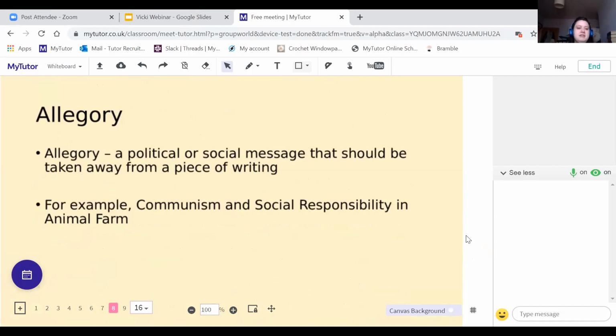Allegory, so a political or social message that we should be taking away from a piece of writing. You'll see these throughout most of your set texts. For example, I've put Animal Farm, communism there, and social responsibility. We see social responsibility and the idea that wealth should be distributed in A Christmas Carol as well. Social responsibility again in An Inspector Calls. A variety of political messages throughout the texts generally.